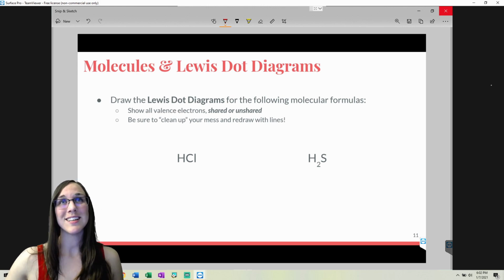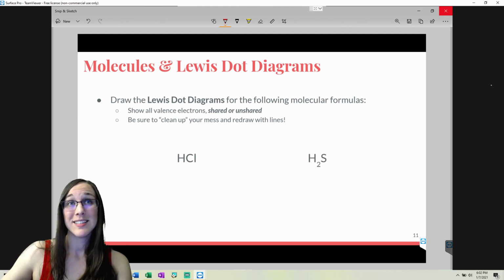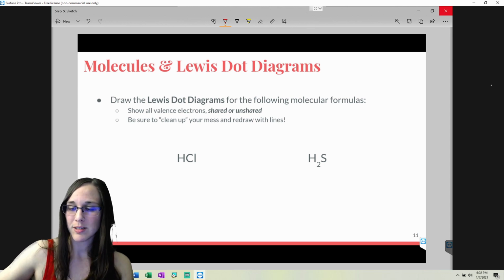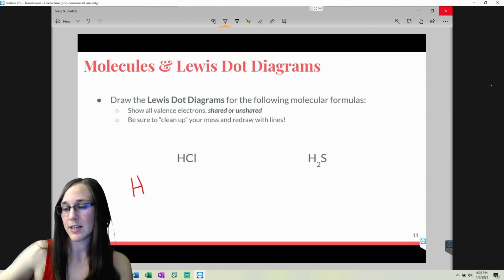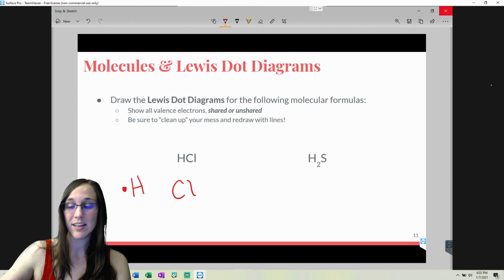Let's end today's lesson with just a bit more practice. Let's draw the Lewis dot diagram for the following 2 molecules, and be sure to keep any lone pairs at the very end. Step 1 for HCl. We have 1 H atom and 1 Cl atom present. We need to draw a Lewis dot diagram for H and a Lewis dot diagram for Cl. What we learned previously is that H has 1 valence electron, and we learned that Cl has 7. 1, 2, 3, 4, 5, 6, 7.